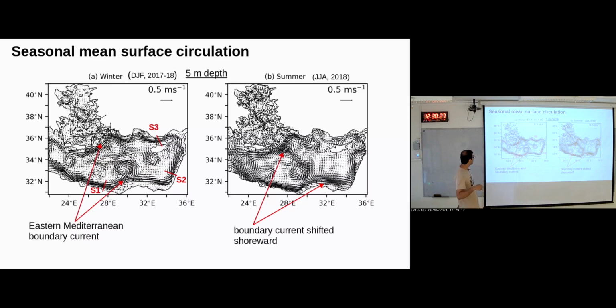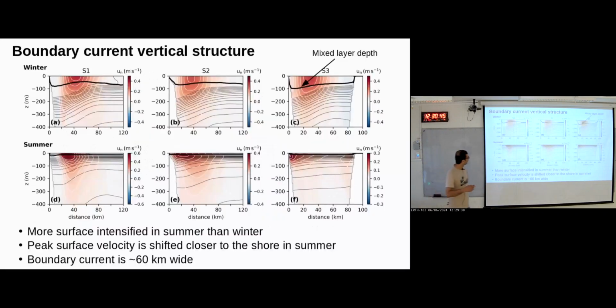So let's look at the vertical structure of the boundary current by taking a vertical section at 3 different locations. These sections are taken such that the flow direction is perpendicular to it. The velocity maps are shown at the top here. The top row corresponds to the winter season and the bottom to summer season. Again, in both winter and summer, we find that the boundary current goes to a depth of about 200 meters in both seasons. However, in summer it is more surface intensified than in winter.